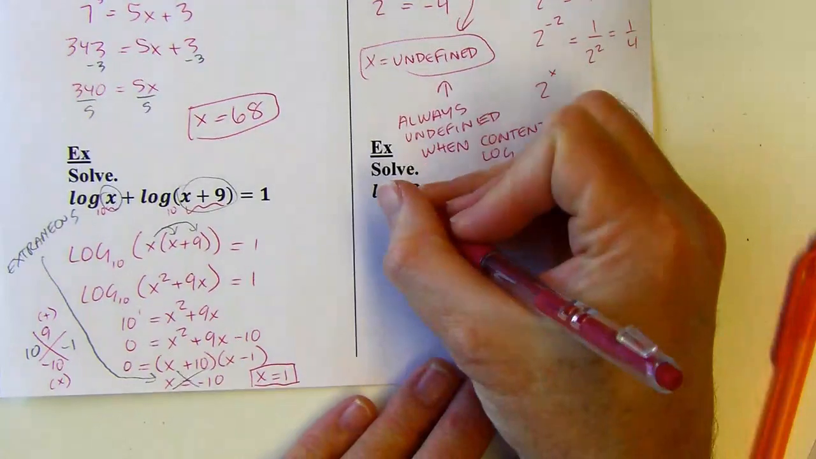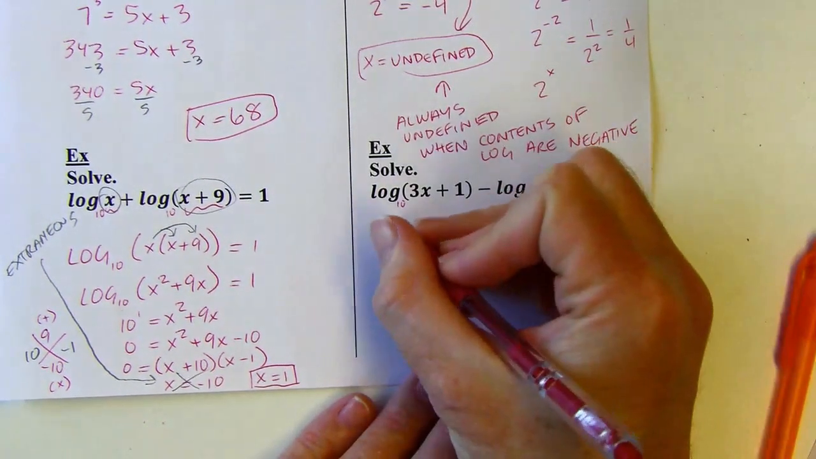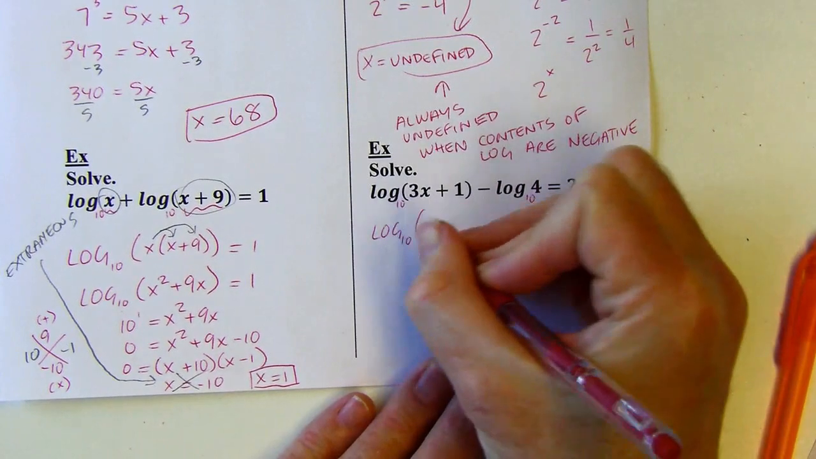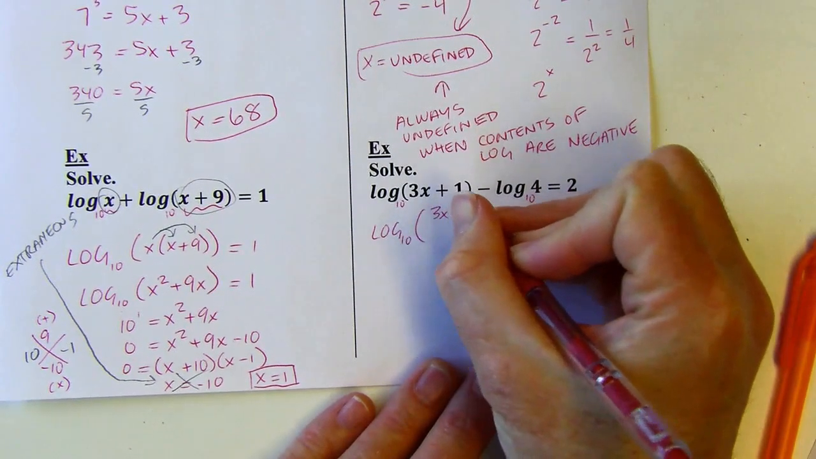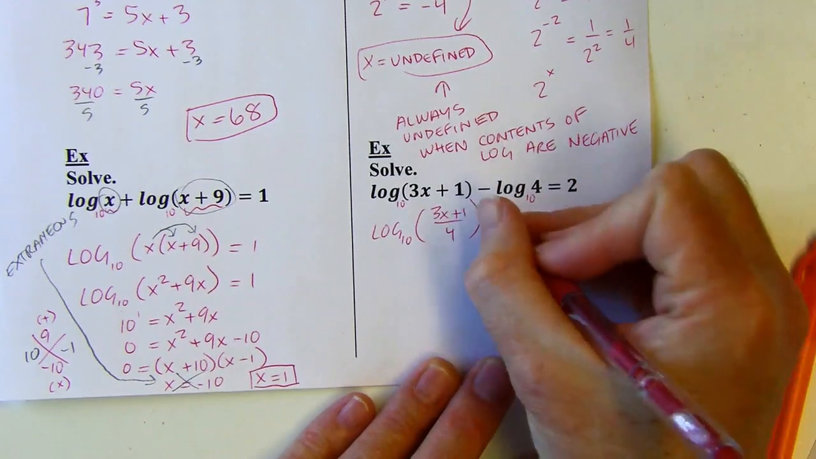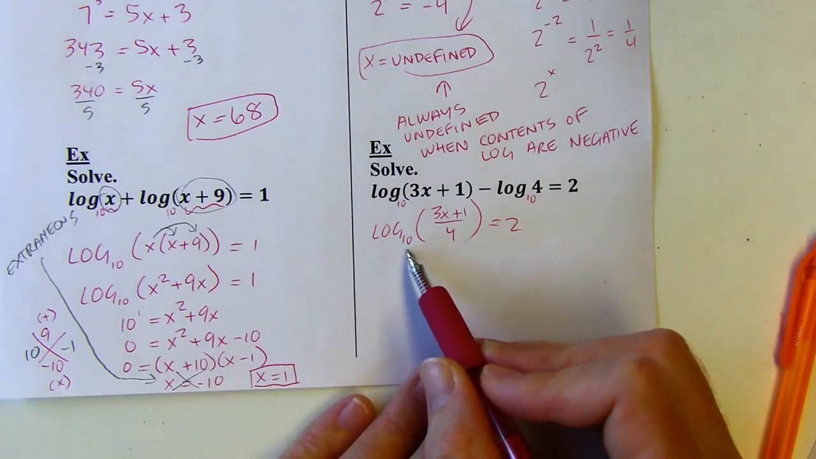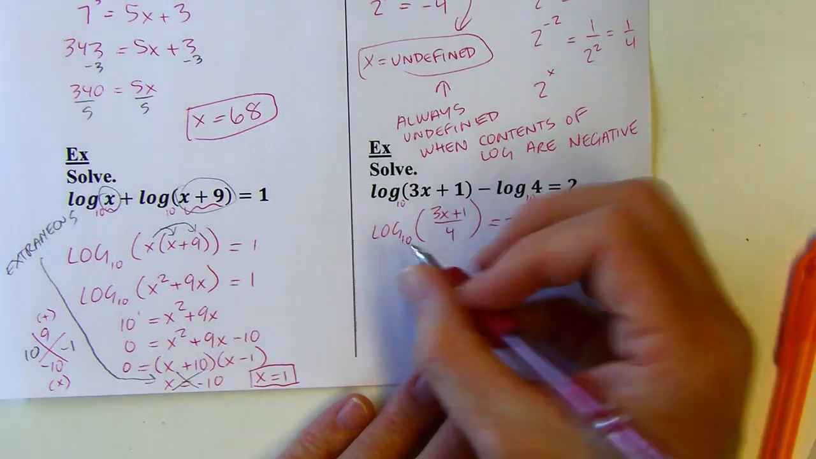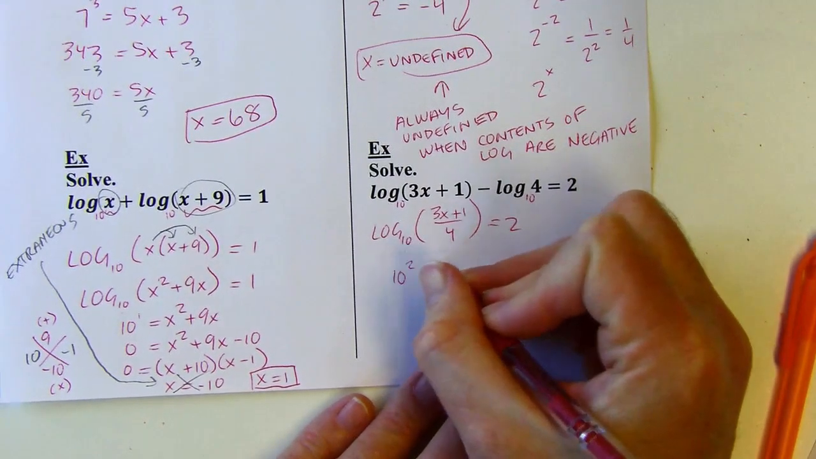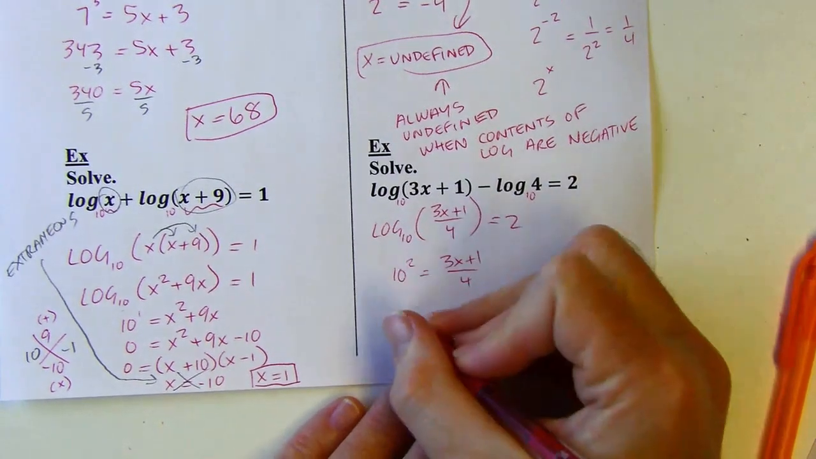I've got base 10 again here, so I can combine these. This time I'm subtracting. So remember that you're going to divide the contents. So there's the first contents divided by the second one. This equals 2. There's not much more simplifying. I can't do anything with that fraction right now. So let's convert this. 10 to the second is going to equal the fraction. Okay, so 10 to the second is 100.